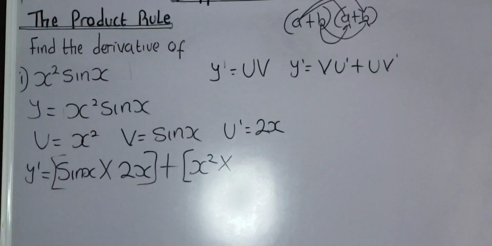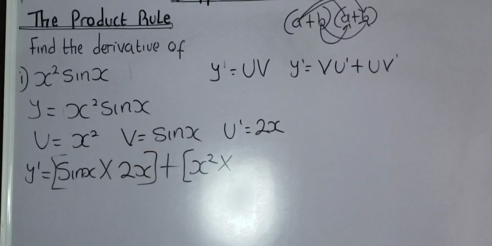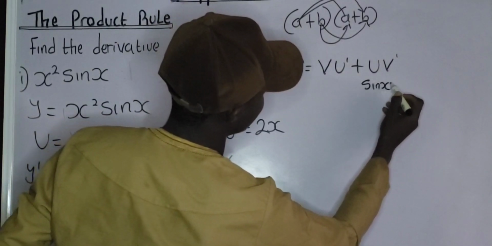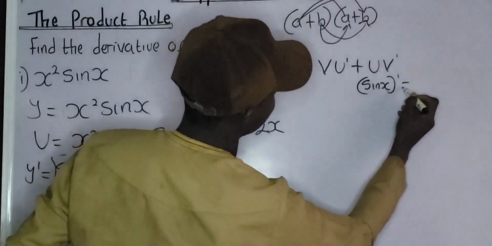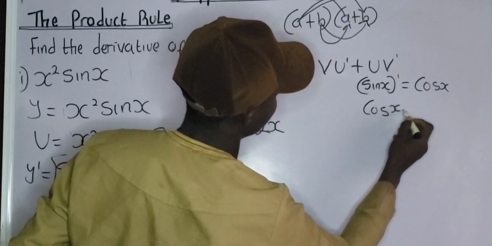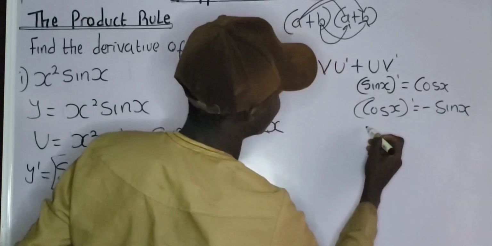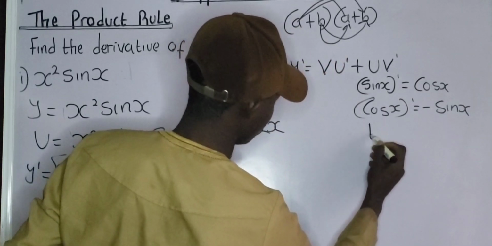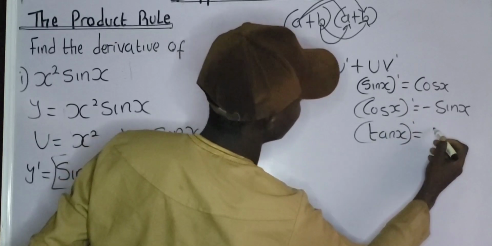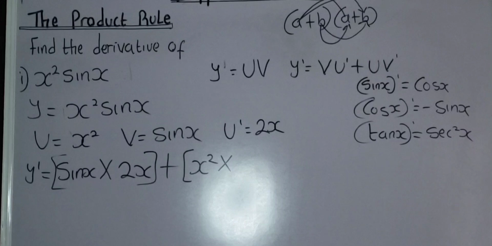Now I want you to pay attention. If you differentiate sine x, you are going to get cos x. If you differentiate cos x, you are going to get minus sine x. And if you differentiate tan x, the derivative of tan x is sec squared x. Do you understand? So now, let us proceed.